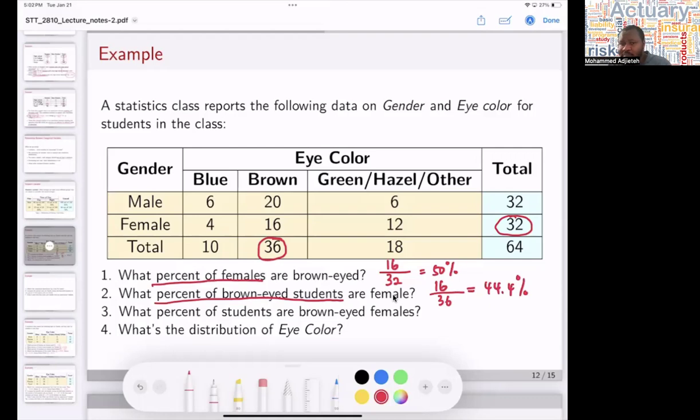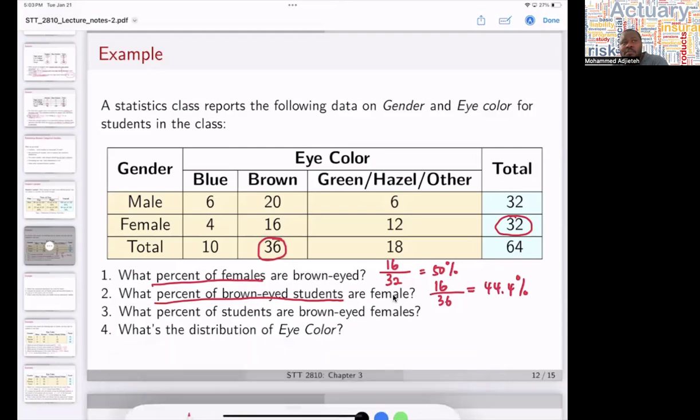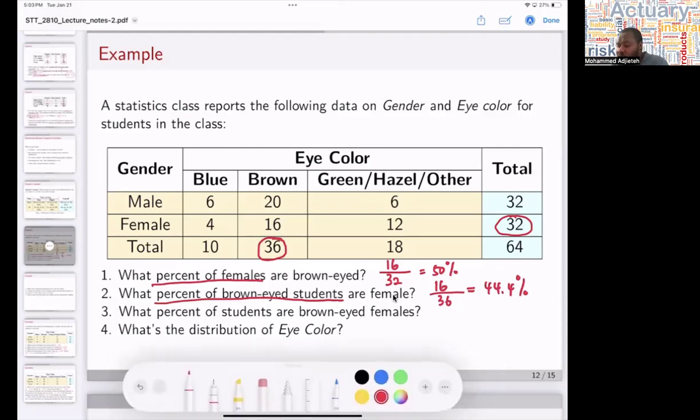Are we all okay? Do you have any questions? Okay, let's get to the next one. What percent of students are brown-eyed females? How many students do we have? We have 64 students. How many of them are brown-eyed female? 16 brown-eyed female. What is 16 out of 64? That is 25%.